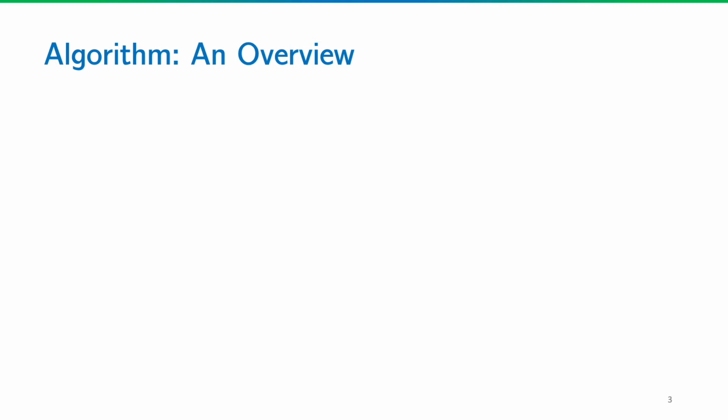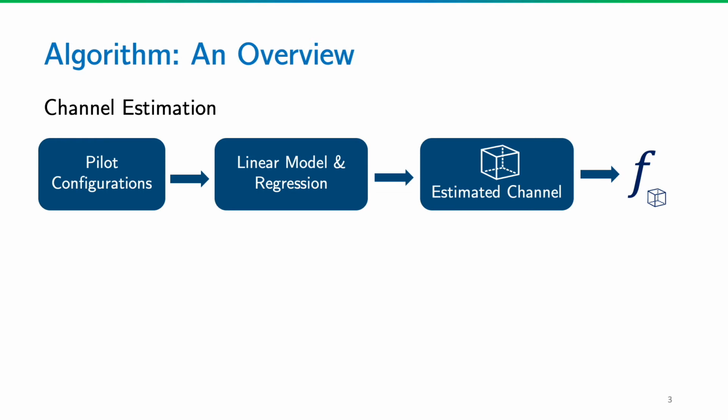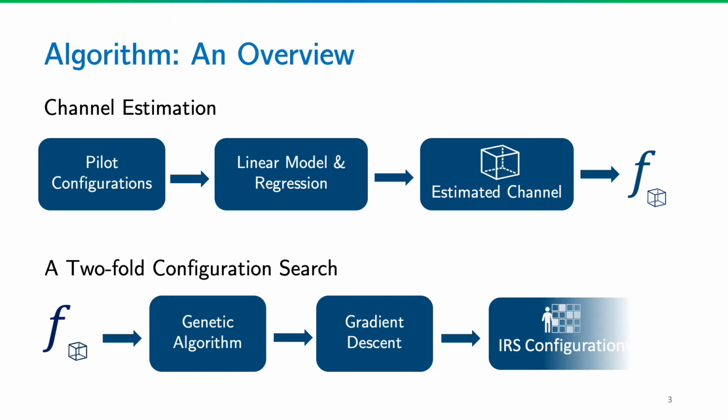This is the high-level view of our solution. For the first subproblem, which is channel estimation, we use the pilot configurations in the datasets. Then we use a linear model to characterize the system and use multivariate multiple regression to estimate the channel. The estimated channel defines a mapping F from any IRS configuration to the received data rate. For the second subproblem, which is configuration search, we use the mapping F to search the IRS configuration space. Two algorithms, a genetic algorithm and a gradient descent algorithm, are used sequentially to optimize an IRS configuration for each user.